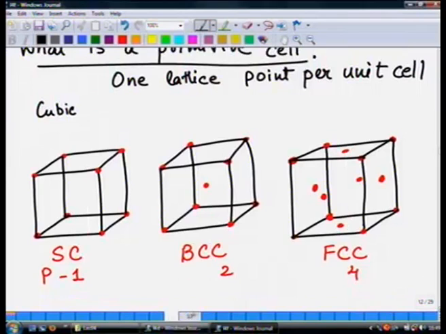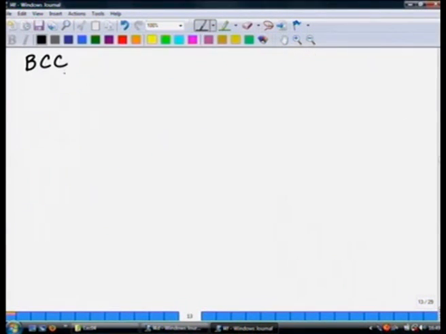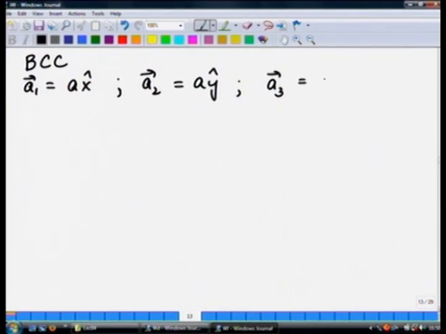Let us consider a BCC lattice. Let us choose vectors A1 as a x hat, A2 as a y hat, A3 as a by 2 times x plus y plus z, a being the lattice parameter, the edge length of the cube. Let us choose these as lattice vectors. What does it look like?